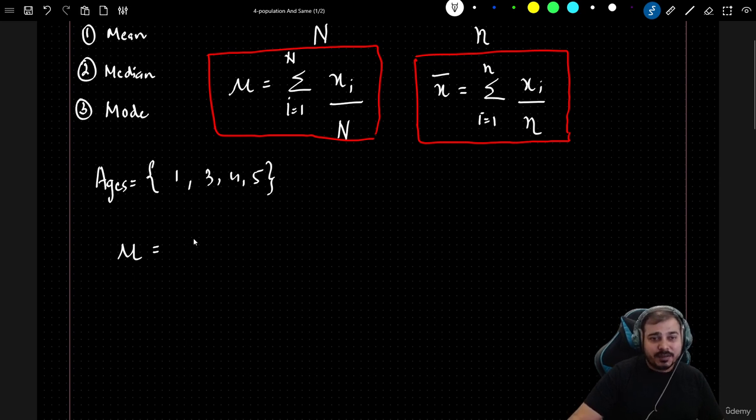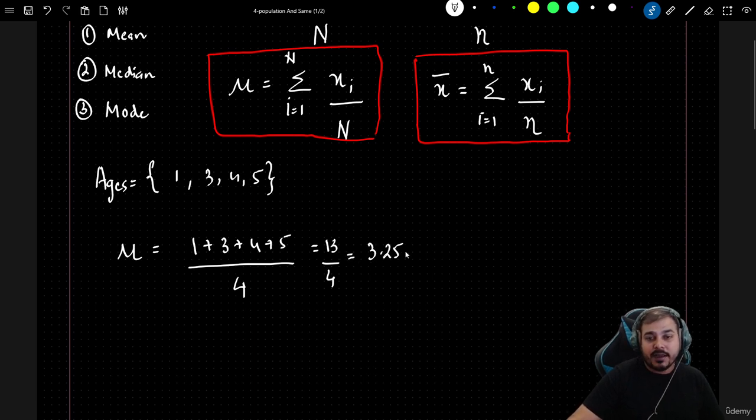So the summation is 1 plus 3 plus 4 plus 5, which I divide by 4. Now 3 plus 4 is 7, 7 plus 1 is 8, 8 plus 5 is 13. 13 divided by 4 is nothing but 3.25. I hope I'm approximately right: 4 threes are 12, then 0.25, so 3.25. So this is basically the mean of these particular ages.